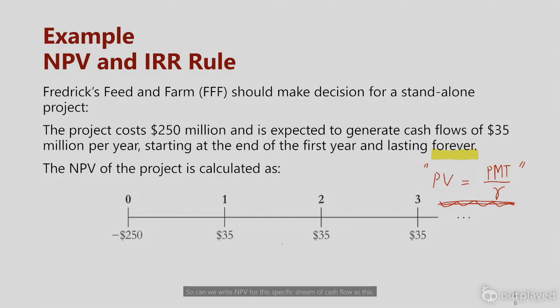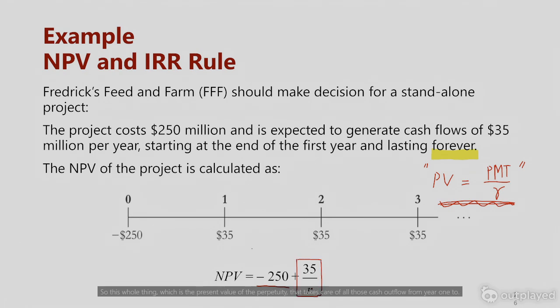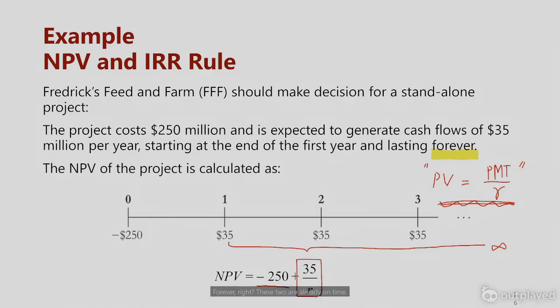So can we write NPV for this specific stream of cash flow as this? 250, which is a cash outflow that's already at time 0. 35 is our PMT, so this whole thing is the present value of the perpetuity that takes care of all those cash inflows from year 1 to forever, right? These two are already at time 0, so that's why we can address them by using the summation, because they are located at the same timing, right?